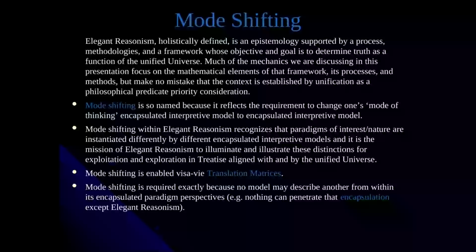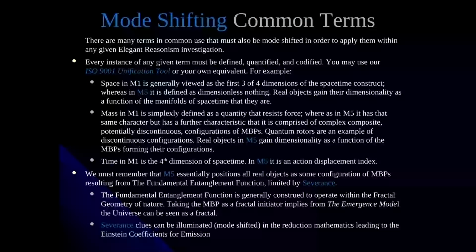Common terms about mode shifting: you have to have the definitions. The definitions have to be defined somewhere. They have to be quantified and codified. And we do that in our ISO 9001 Unification tool. You can actually download an empty version of that tool on our website. It is a relational database, and it will only allow you to do things within the framework of the definitions. It won't let you duplicate things. You have to iterate things, etc.